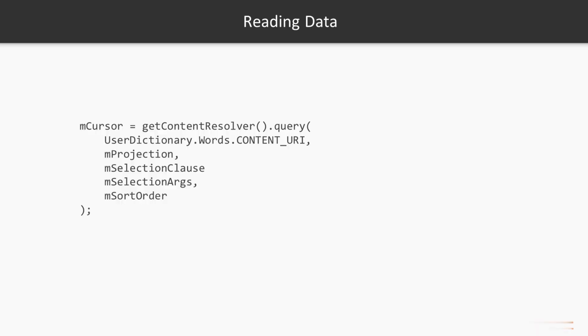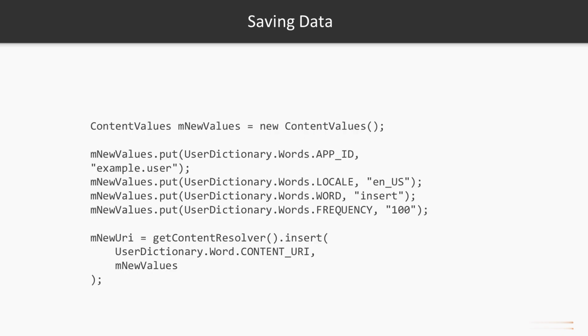So reading data is quite similar to using the SQLite interface on Android. You specify the address of the data, you define what kind of fields you would like to retrieve, what the selection criteria are, the sorting order, and so on. Saving data, again, is very similar to SQLite. It uses a content values object to persist the data.